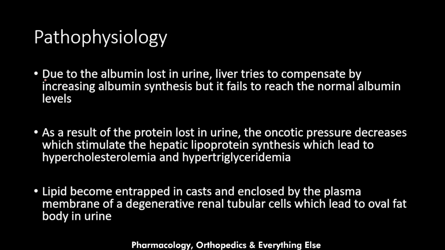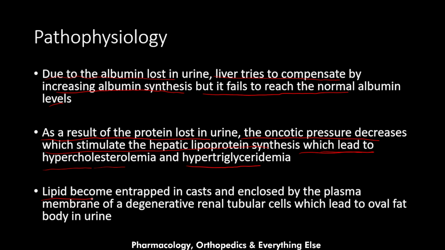So due to the albumin lost in urine, the liver tries to compensate, as we mentioned, by increasing the albumin synthesis, but it fails to reach the normal albumin levels. And as a result of the protein lost in urine, the oncotic pressure decreases, which stimulates the hepatic lipoprotein synthesis, as we mentioned again, which leads to hyperlipidemia in the form of hypercholesterolemia and hypertriglyceridemia.